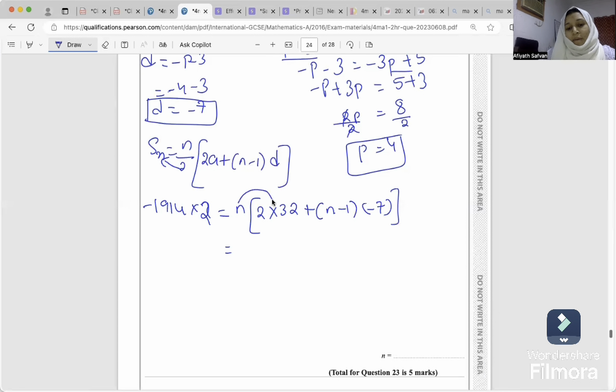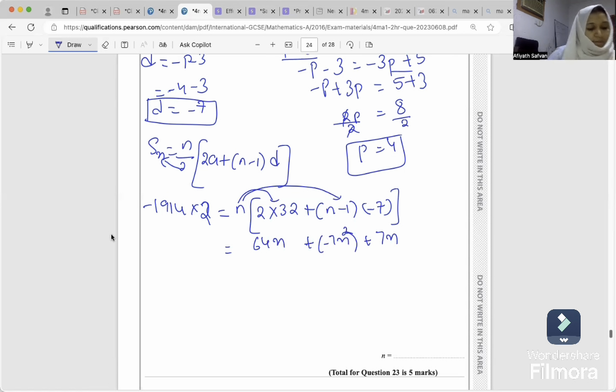So it will be n multiplied inside, right? So 2 into 32, so 64n, okay? 64n. So minus 7 into n, so which is minus 7n, minus into minus plus 7. So n is already outside, so I will multiply with the inside. So this will become n squared, this will become n. And I have here minus 1914 times 2.